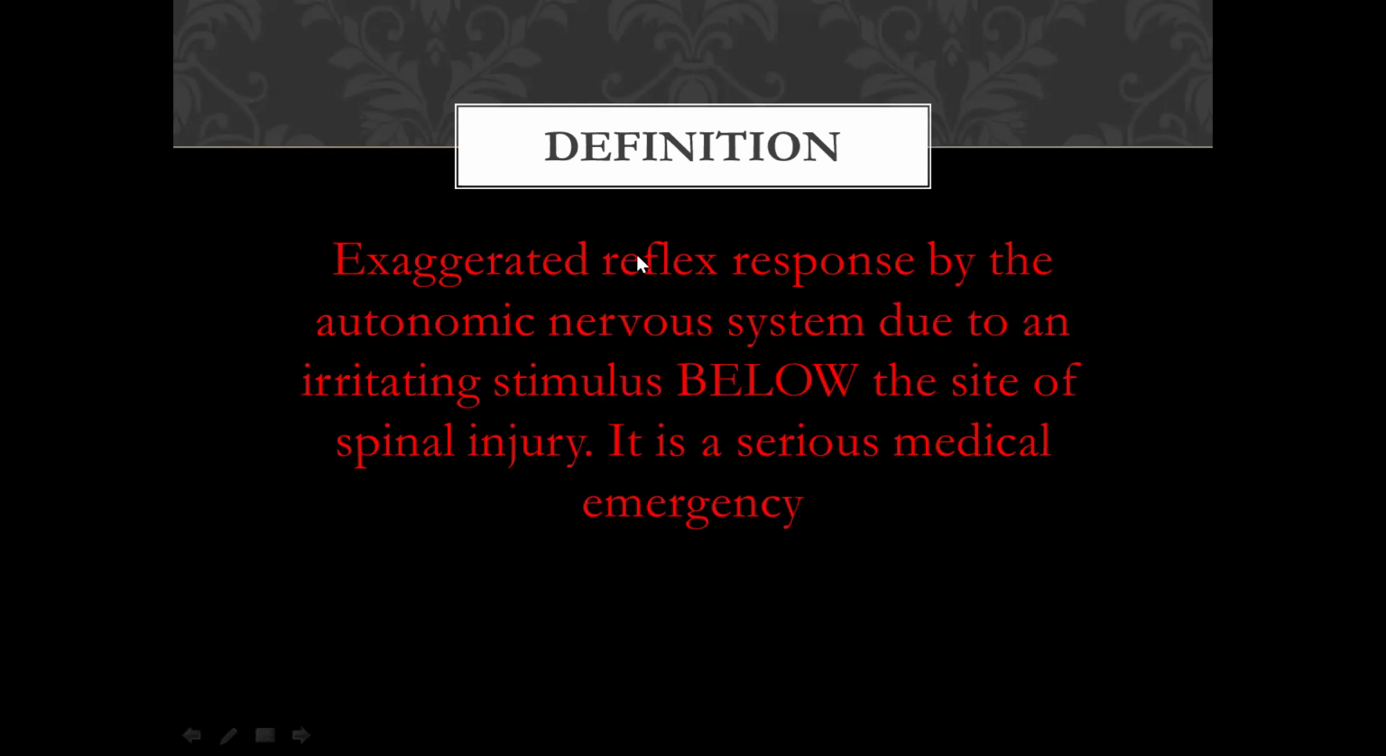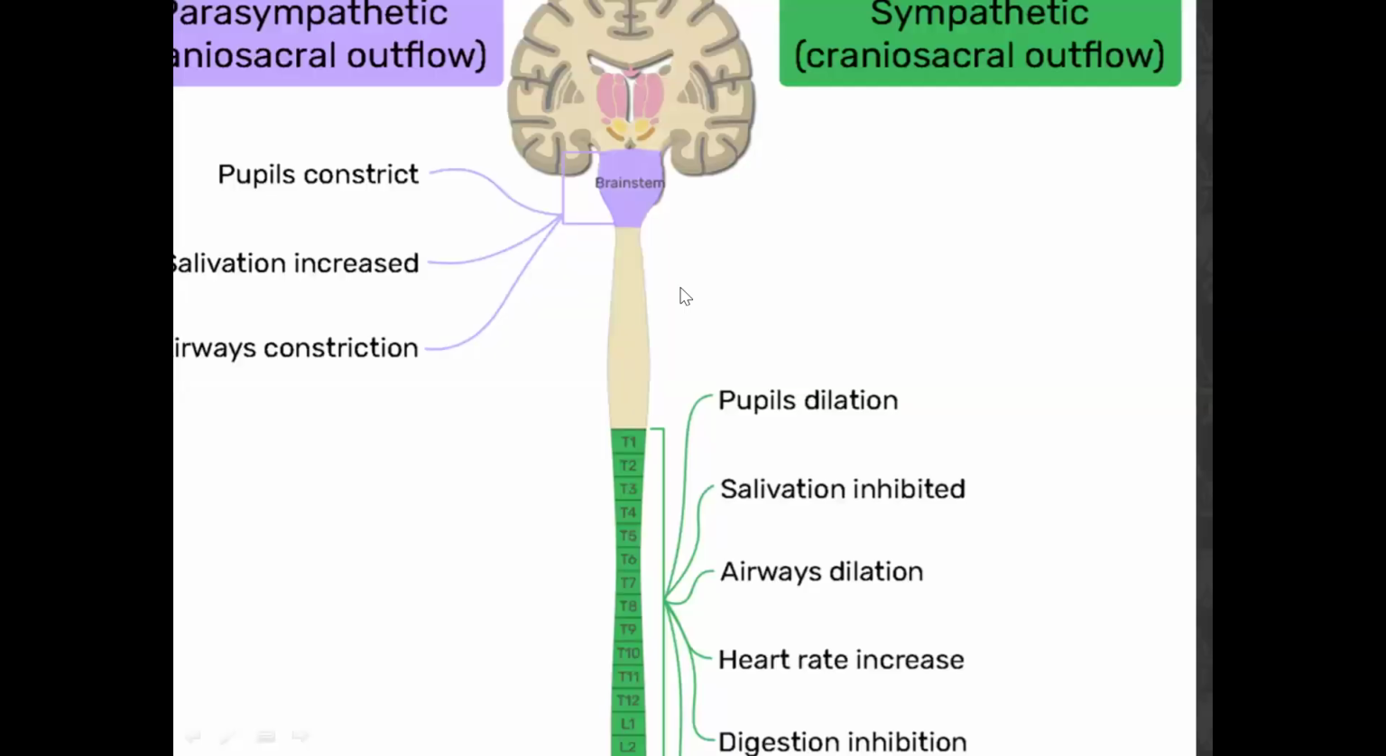So now, what is the definition of autonomic dysreflexia? You can also call it hyperreflexia. Autonomic dysreflexia is exaggerated reflex response by the autonomic nervous system. Exaggerated reflex response. When their reflex response is exaggerated beyond normal, due to an irritating stimulus below the site of spinal cord injury, and it is a serious medical emergency. It is a serious medical emergency. Now, when we are talking about sympathetic and parasympathetic nervous system, take a look at this picture.